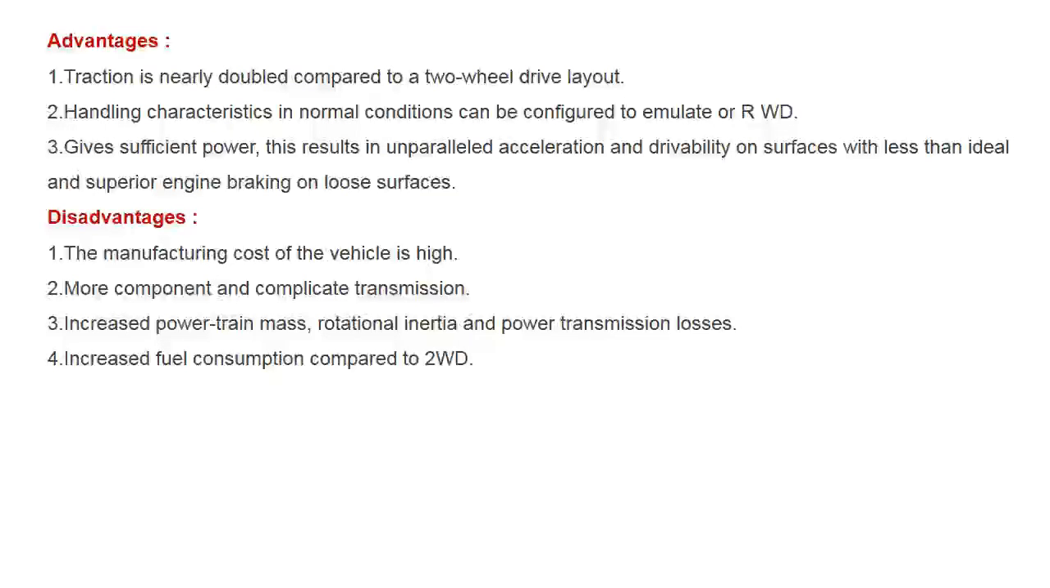Disadvantage: the manufacturing cost of the vehicle is high. Because it has additional auxiliary devices, as two differentials are used and an auxiliary gearbox is used. Again, the linkages are more. Then more components and a complicated transmission. It increases the powertrain mass, rotational inertia and power transmission losses. Transmission losses increase with the increase in these transmission parts.